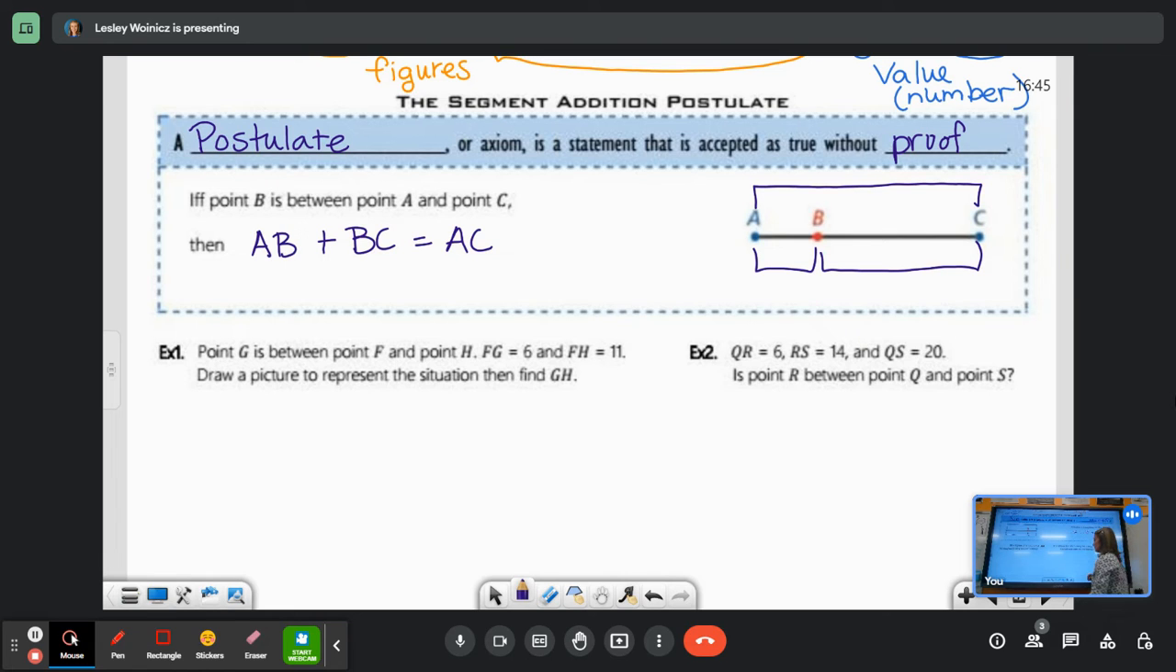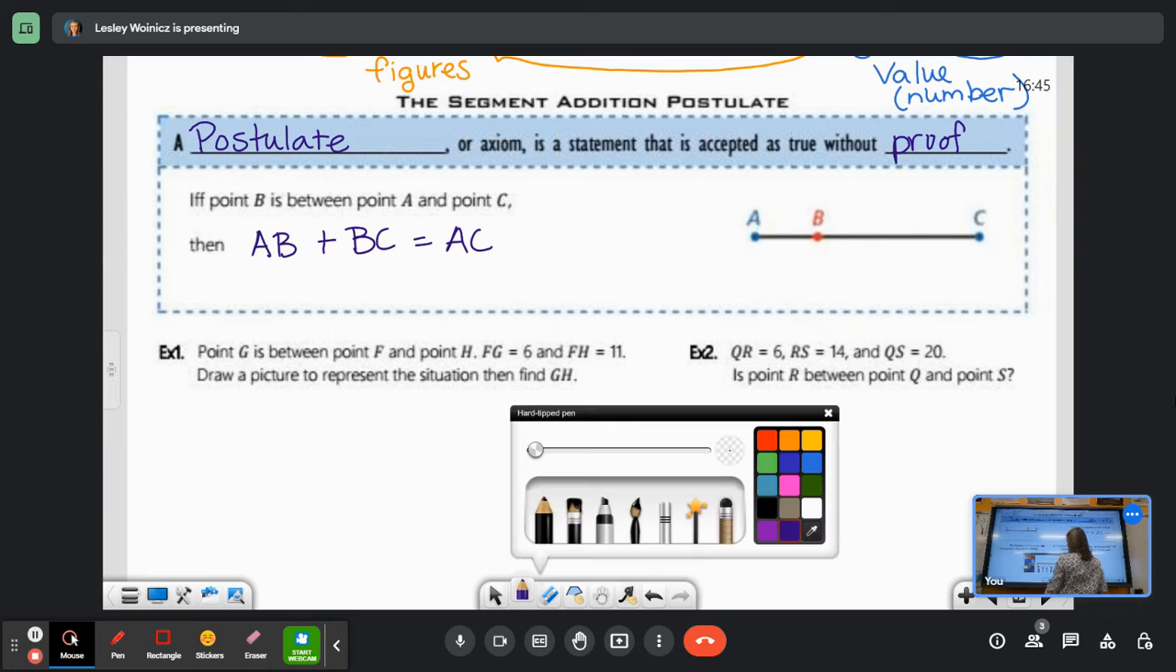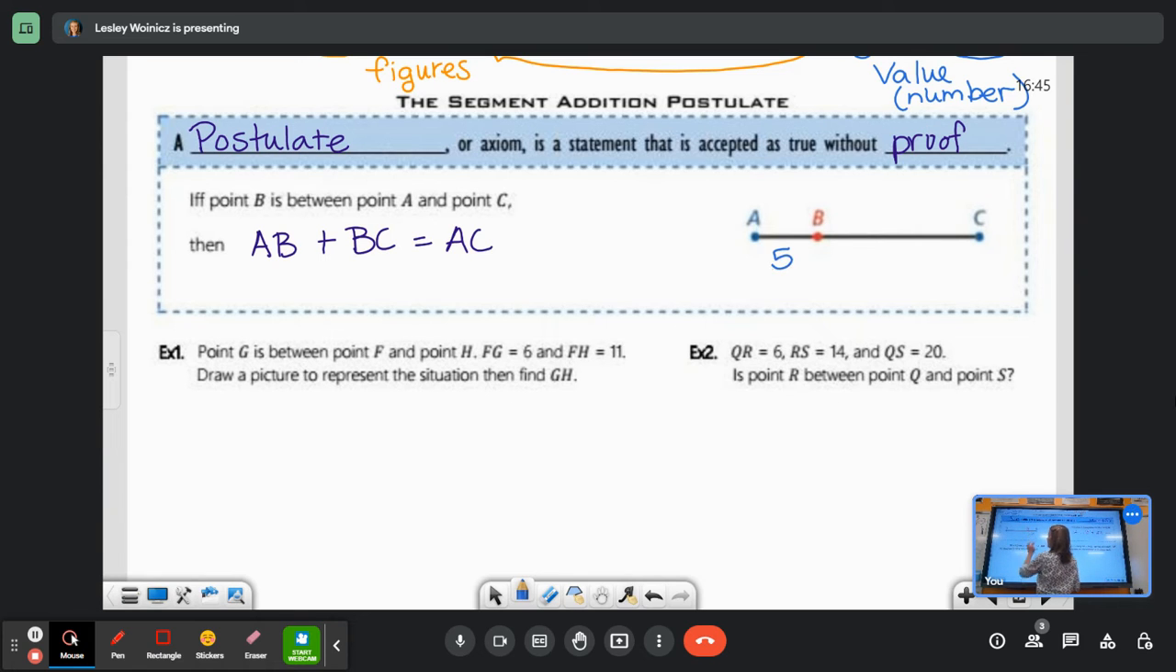To put some numbers to this, if I tell you that AB is 5 and that BC is 8, we know that the whole thing is 13. They should add up to 13. If they don't, B is not in between.